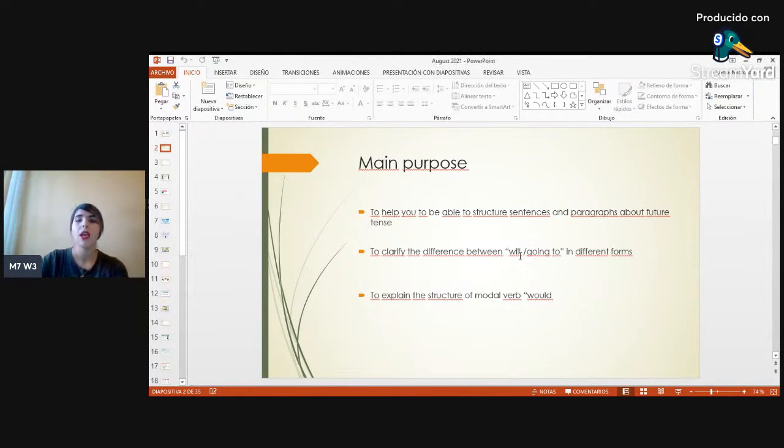As I already told you, I want to clarify the difference between will and going to, because there is a huge difference. And explain the structure of the modal verb would, because we can use it to express something in the future.